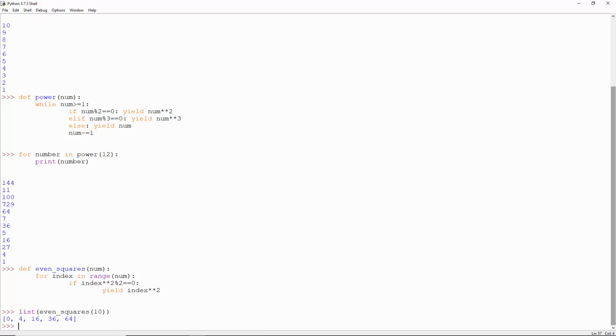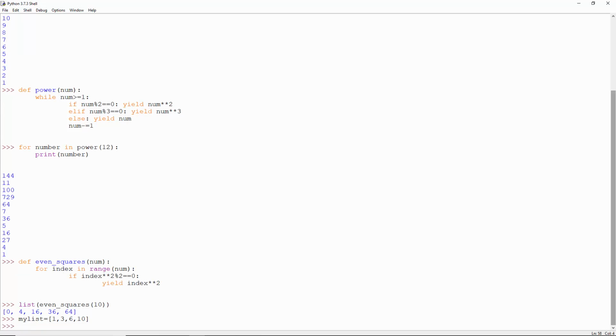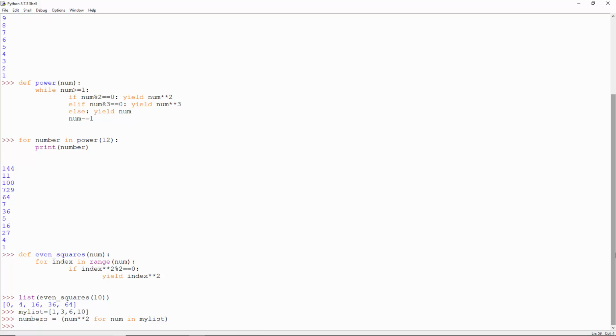Now let's try building through a generator expression. This is a list mylist. Numbers is this generator created using generator expression. Take the numbers square for each number in this list.